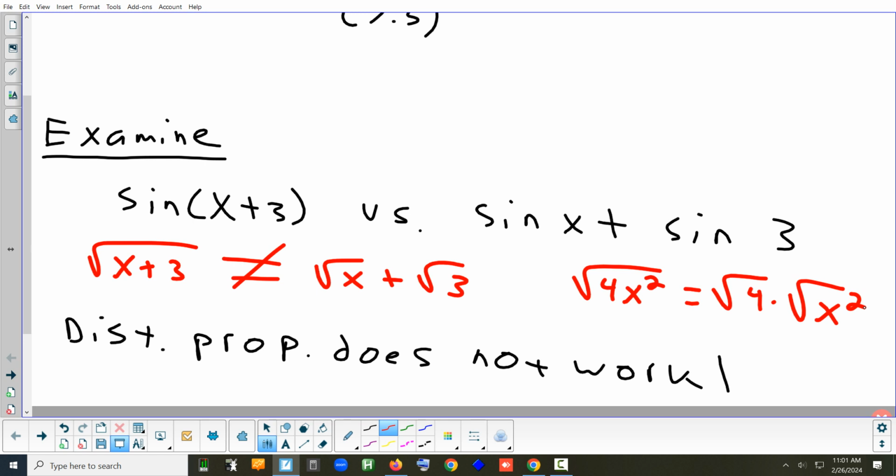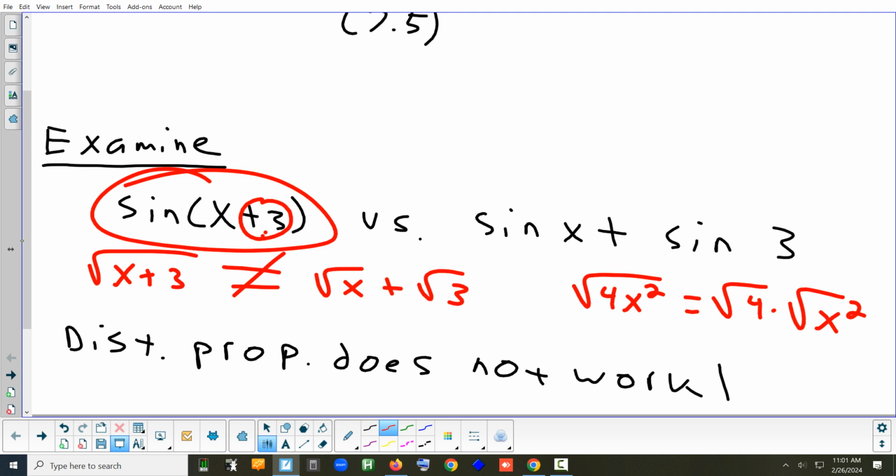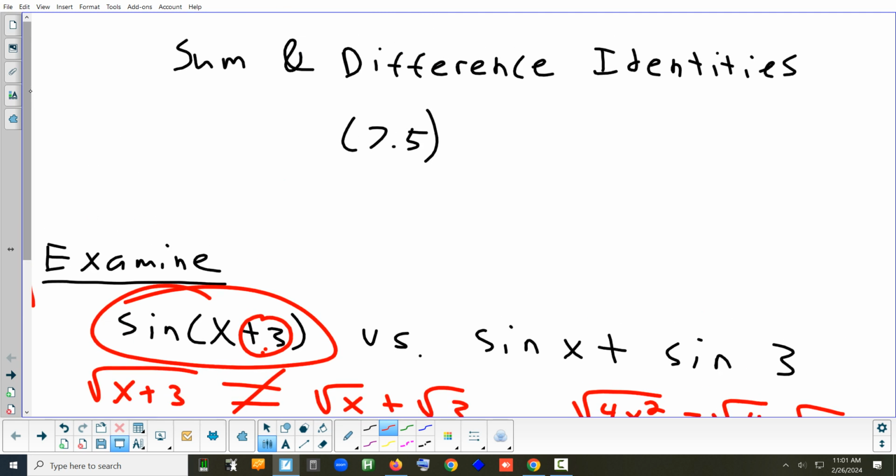So then what I want to do is figure out, well, what can we do with that? If we want to somehow simplify that so it doesn't have this plus 3, and you can't distribute the word sine. That doesn't work at all. Well, what can you do? How can we handle that plus 3? This is an example of what we call a sine of a sum. There's a formula for that. There are formulas for adding two things and subtracting two things, for sine, cosine, and tangent. And that's what we're going to look at.